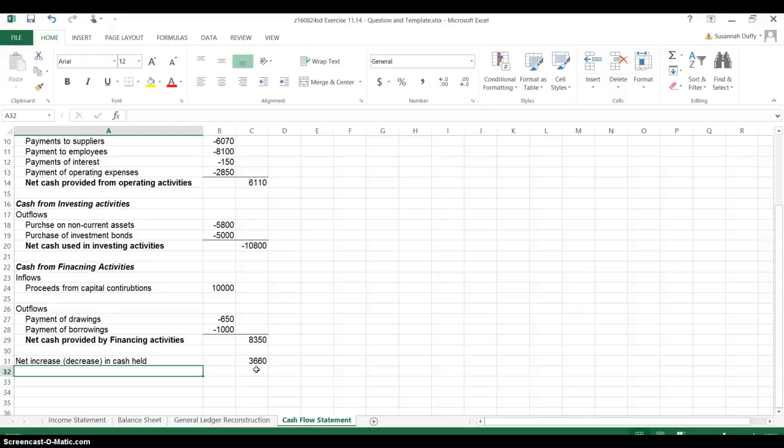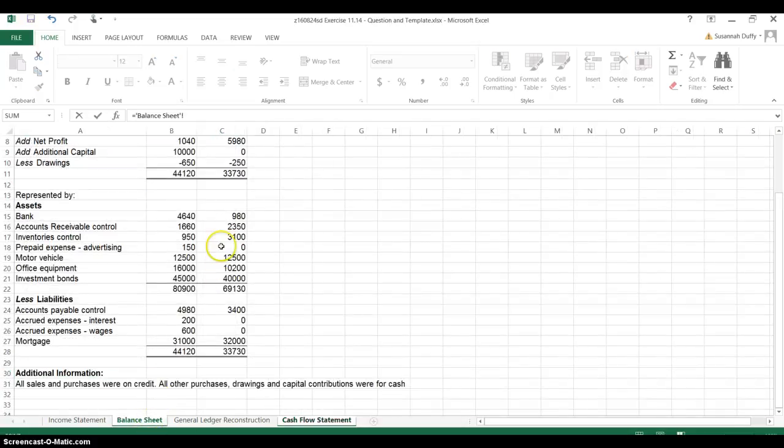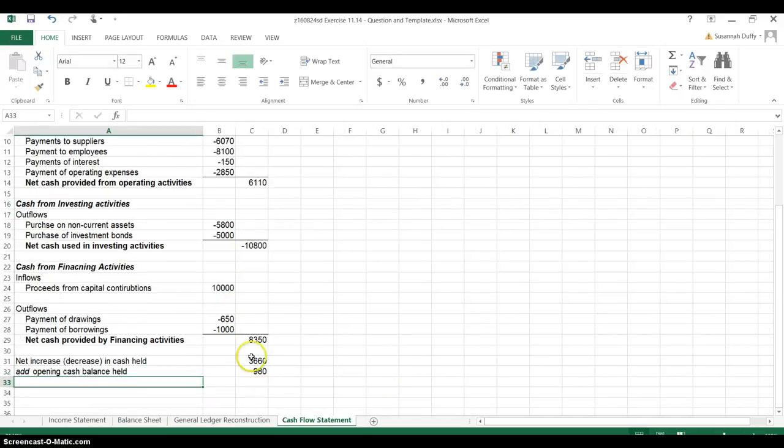3,660, and then we're going to add the opening cash balance held. Okay. So this comes straight from the balance sheet, 980. Now, if this business had a cash overdraft, you would need to find that figure, which would be in liabilities, and you'd have to make it a negative. But in this case, that's fine, 980. And then now we can find our new cash balance.